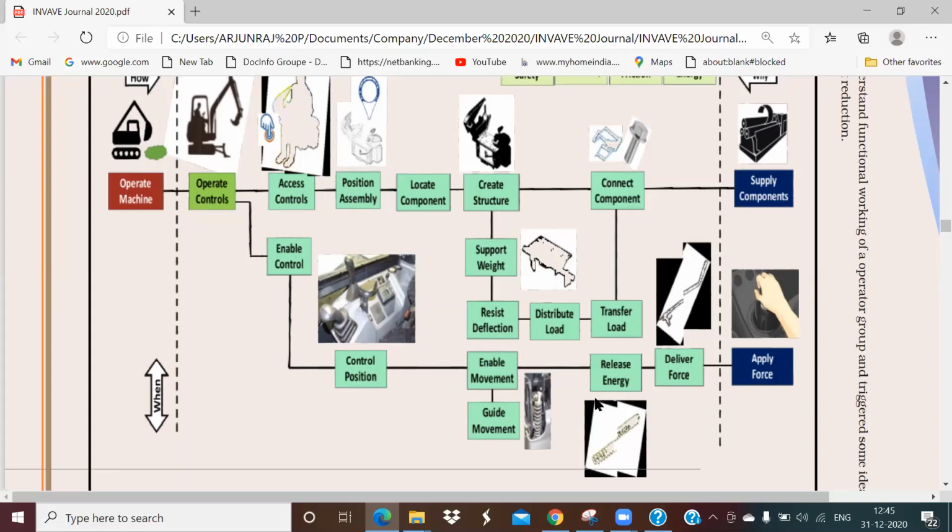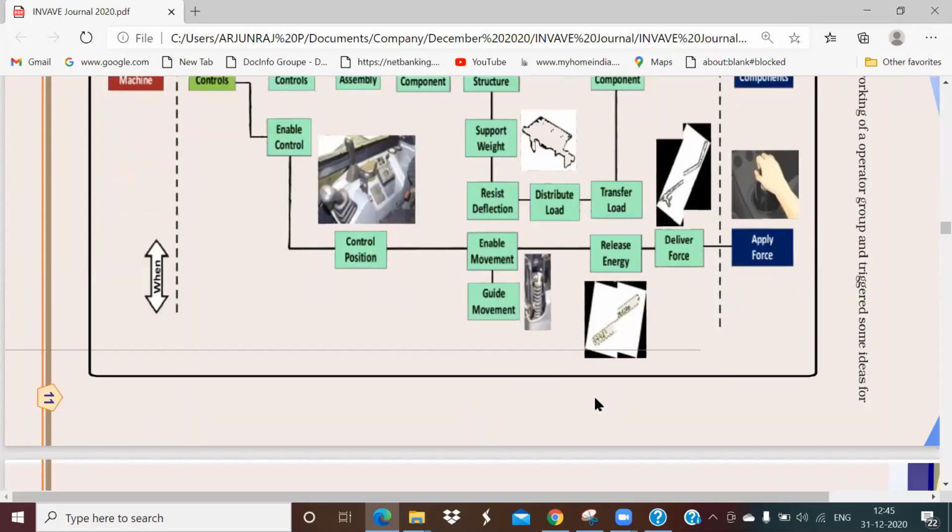Similarly, when you're new to the company, your product keeps on changing, the design keeps on changing, and your customer expectation keeps on changing. Then you need to understand your function accordingly.